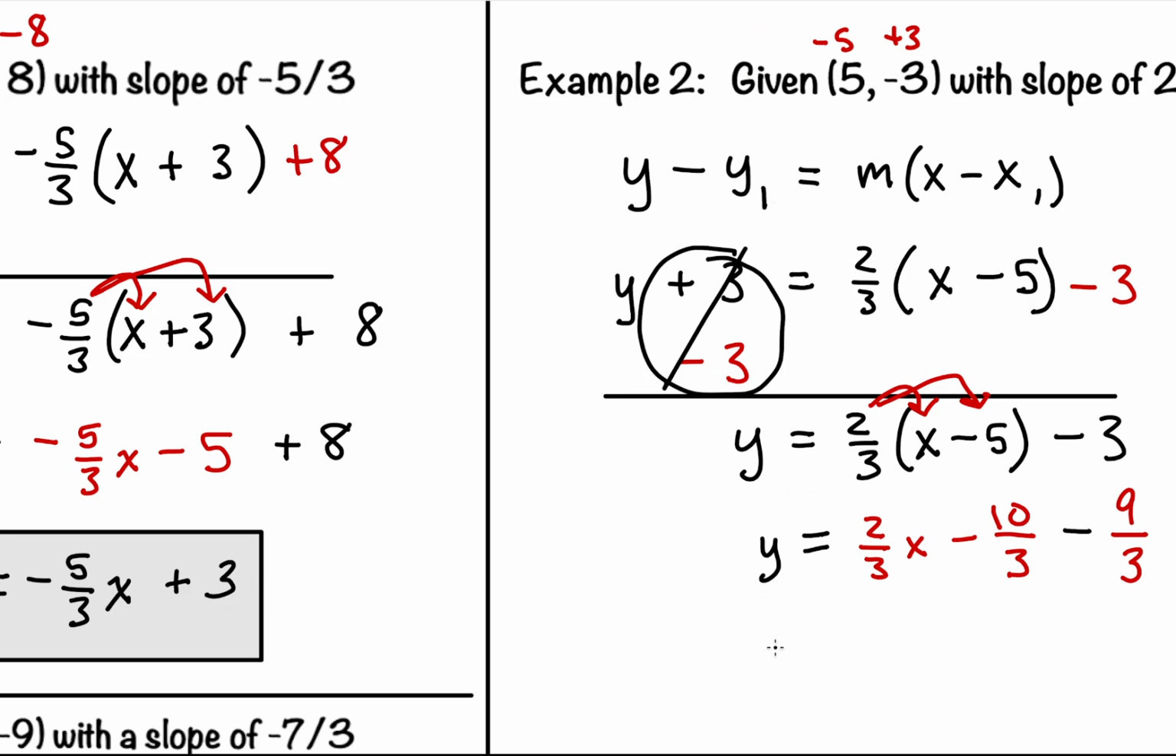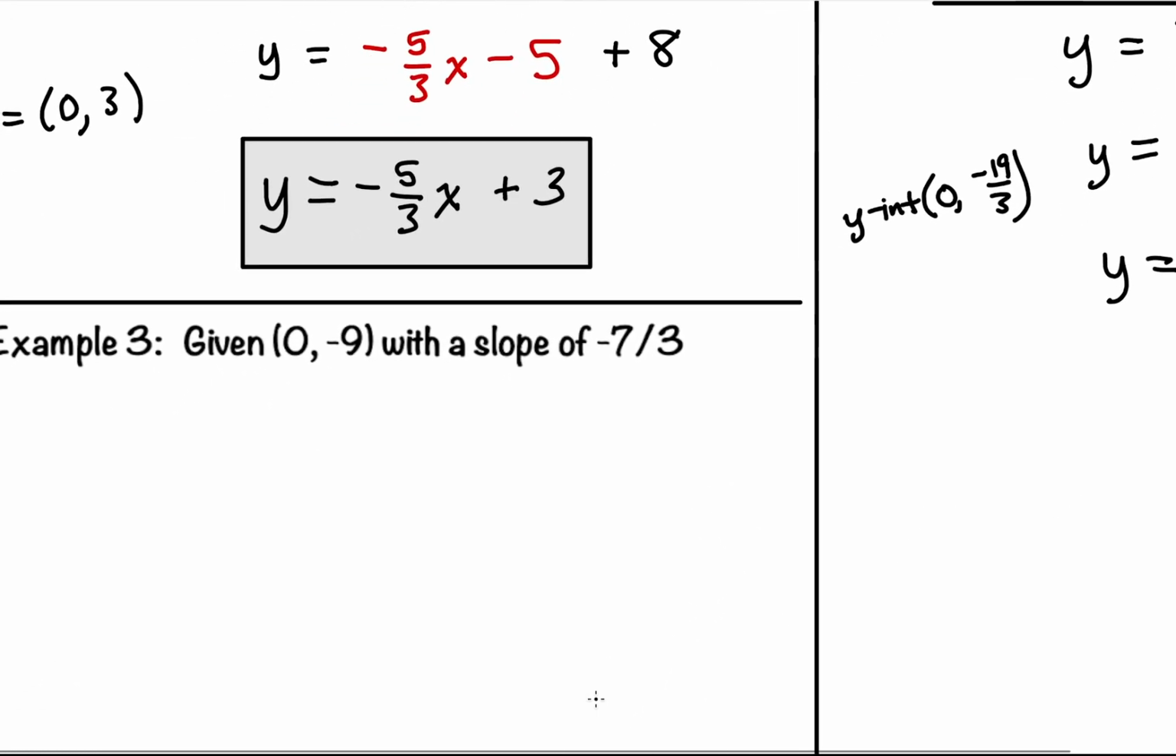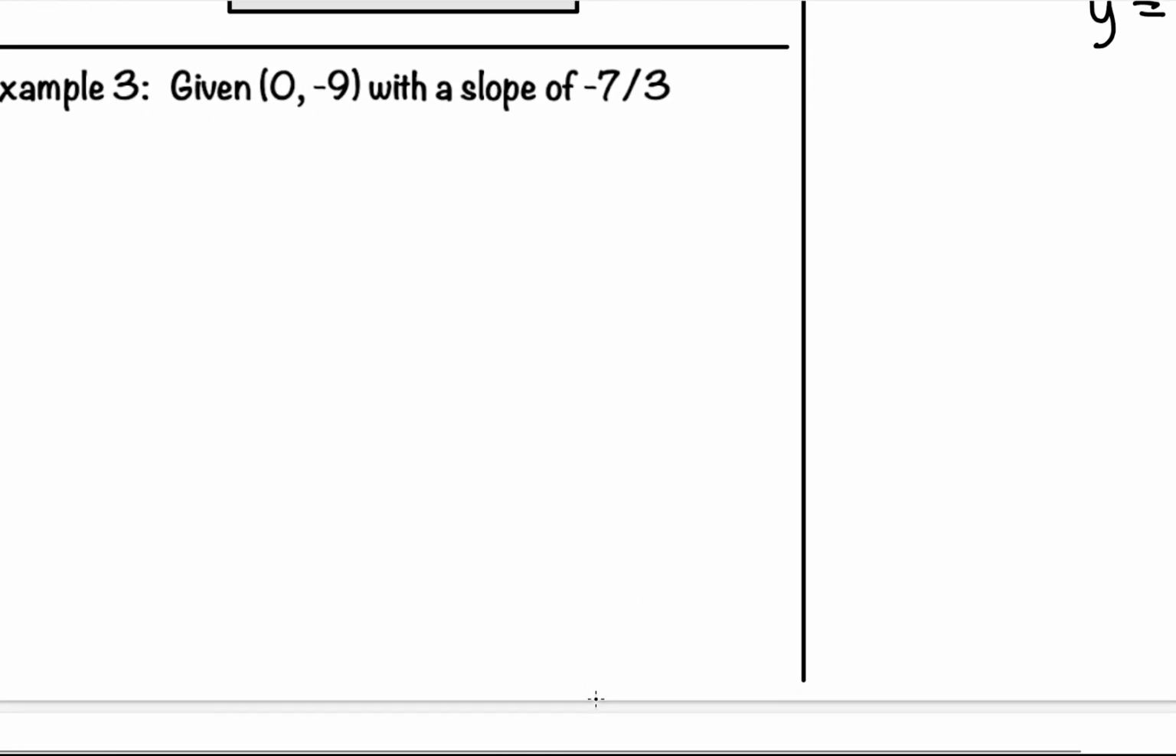We're going to end up with the final form of y equals 2/3 x. Negative 10 minus 9 is minus 19/3. So the y-intercept in this problem is going to be 0, negative 19/3. Last example, we have 0, negative 9 with a slope of negative 7/3.